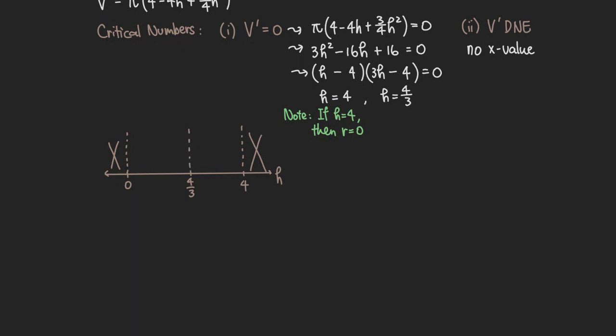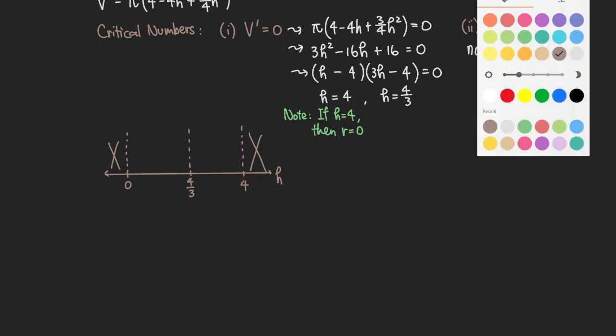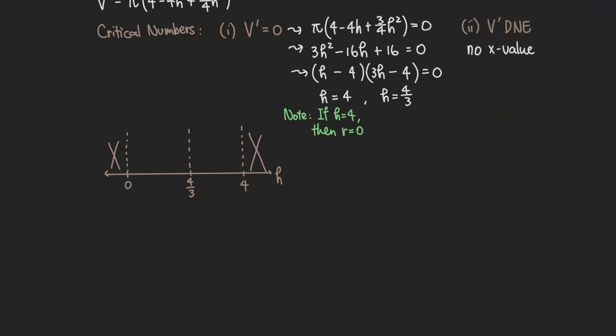Okay. So now we only have two intervals that we need to check. One is between 0 and 4 over 3. The other one is between 4 over 3 and 4. So let's just do the checking right here. I'm going to pick a number. In this case, we can pick 1 because 1 is less than 4 over 3.